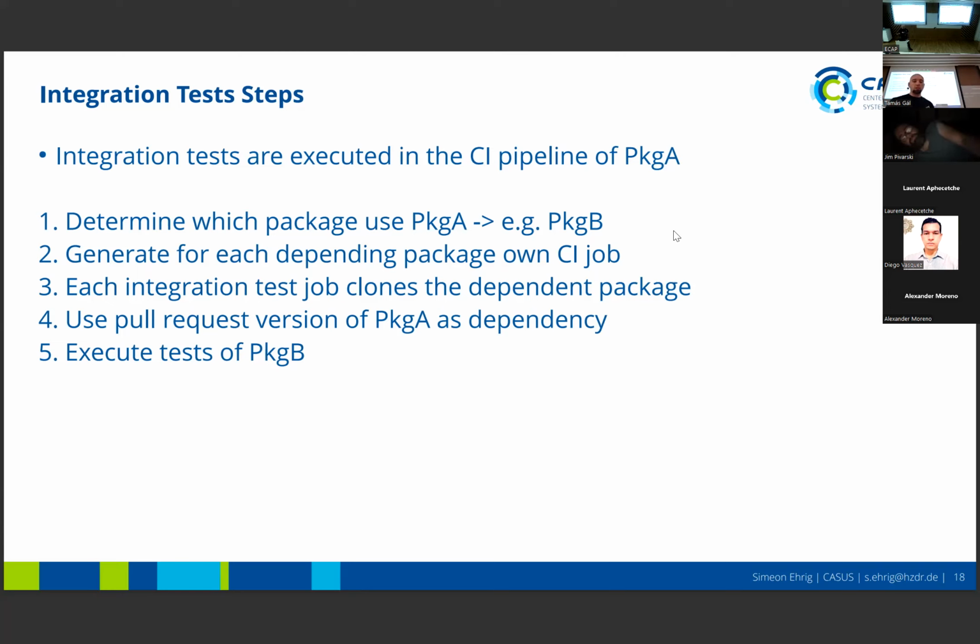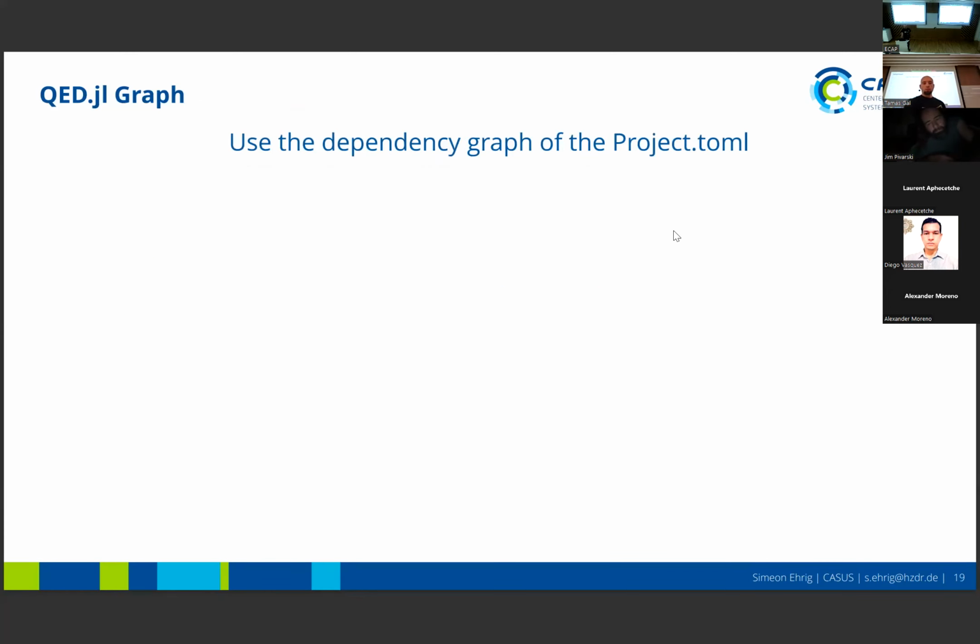Then we need to generate a CI job for each package's integration test. Each integration CI job will clone the package, set the dependency to our package A to the feature branch, and execute the test. And now I want to talk about how we determine these dependencies.